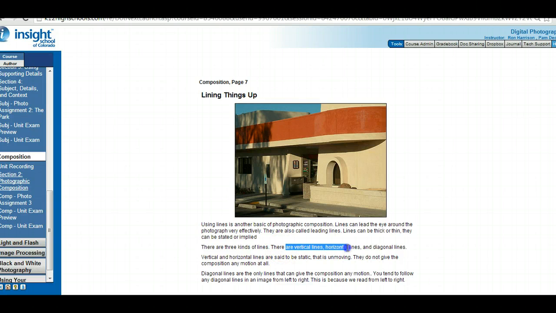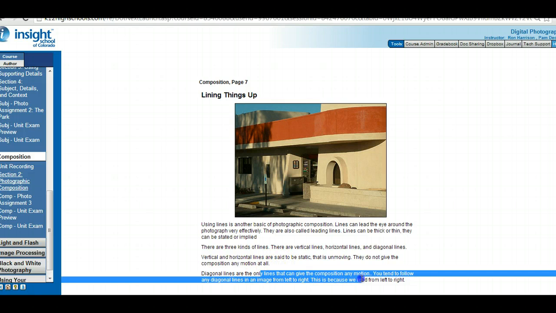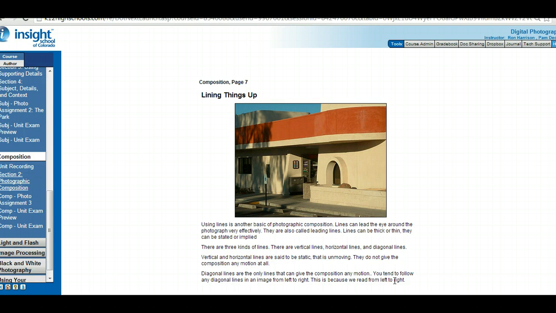Now, the different lines are vertical, horizontal, and diagonal. Vertical, of course, is up and down. It's like this post right here, or that wall a little bit. Horizontal are the ones going left and right, and then diagonal are going this way. Vertical and horizontal are static, meaning they're unmoving. They don't really give much composition. But diagonal lines make your eyes move around. So if you can get diagonal lines into your pictures, it makes them a little bit more dynamic.